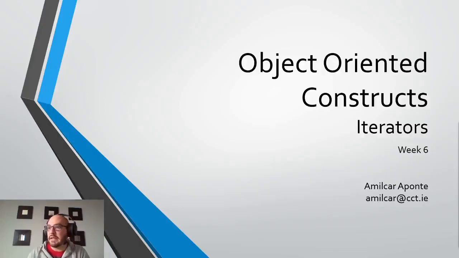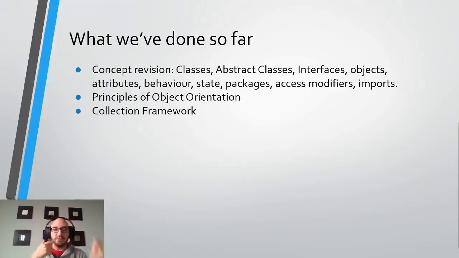So the first thing is, let's do a quick recap of everything that we've done so far. We did a concept revision at the beginning of the CA. We talked about classes, abstract classes, interfaces, objects. We talked about attributes of the objects, behavior, states. We talked about packages, access modifiers, inputs. So we've been covering quite a bit.